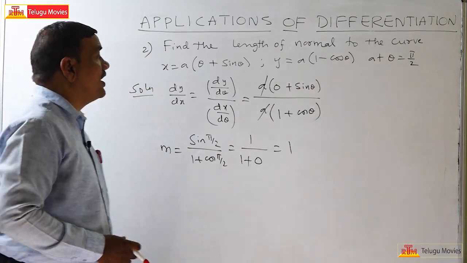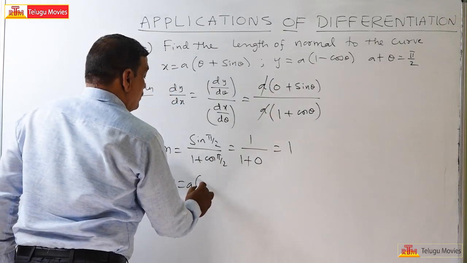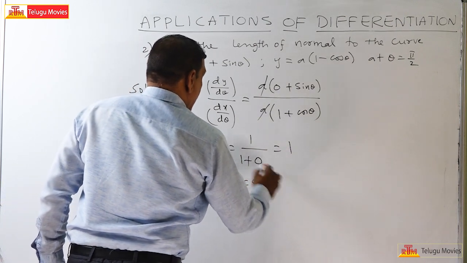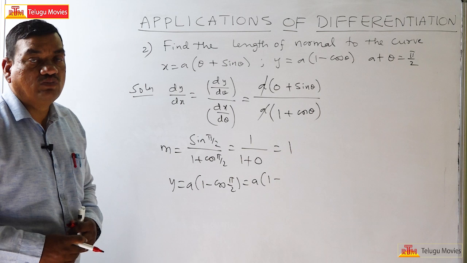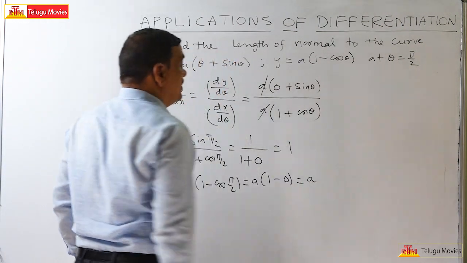Next, what we have to get? The y value. So, y = a(1 − cos π/2), and cos π/2 is 0. So, y = a. Understand this?